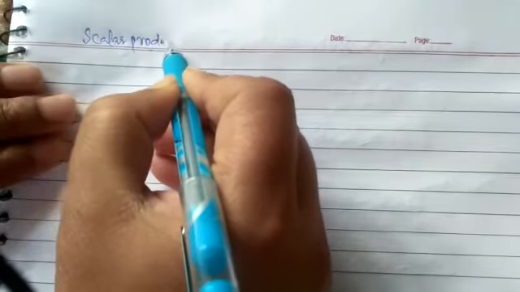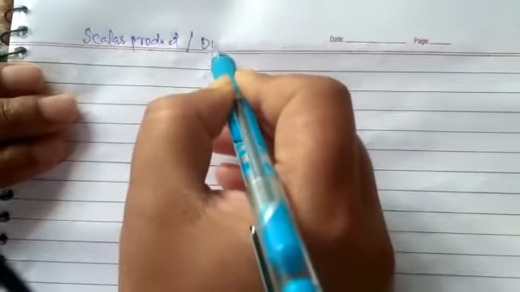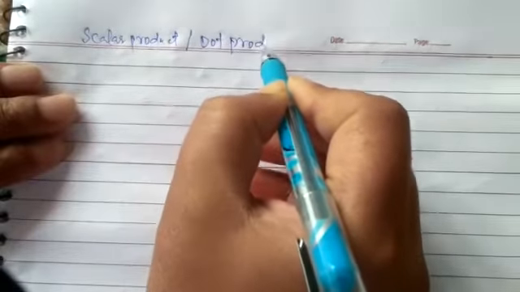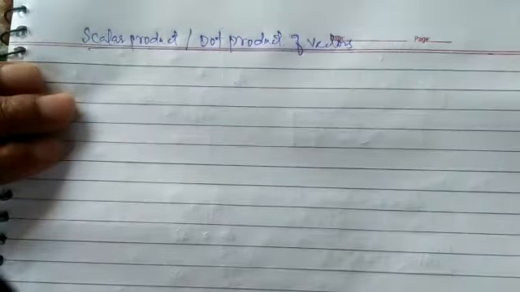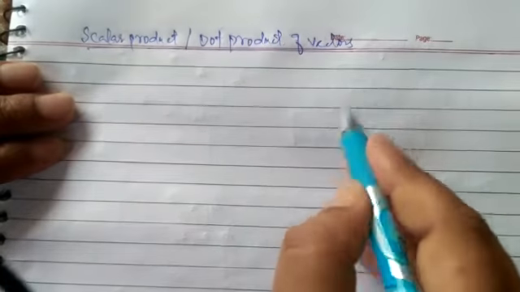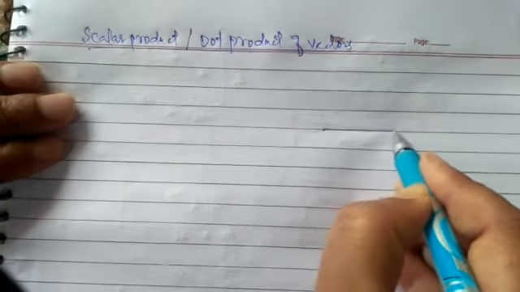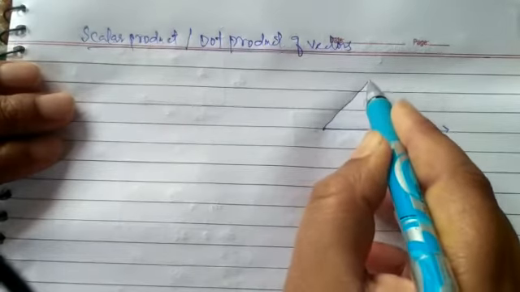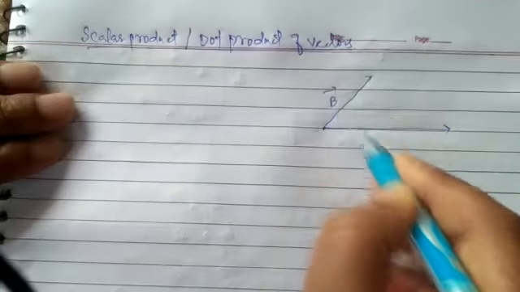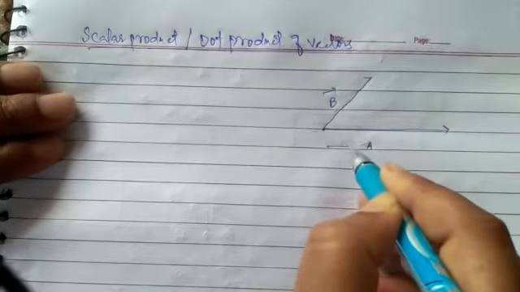Now we will go through another topic, and that is called scalar product, or dot product of vectors. What is the scalar or dot product of vectors? Let's say we have two vectors. Let this be vector A and this be vector B.